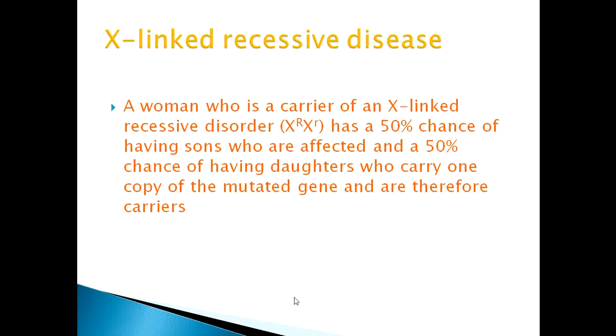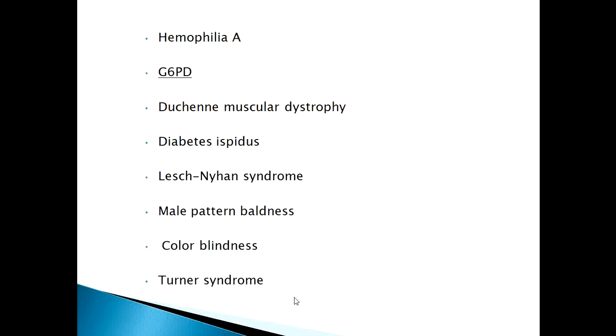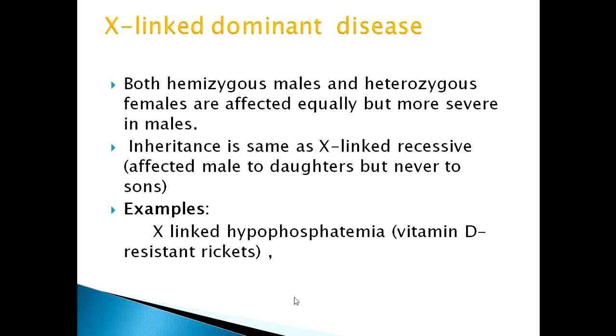A woman who is a carrier of an X-linked recessive disorder has a 50% chance of having sons who are affected and a 50% chance of having daughters who carry 1 copy of the mutated gene and are therefore carriers. Examples include hemophilia A, G6PD deficiency, Duchenne muscular dystrophy, diabetes insipidus, and others.